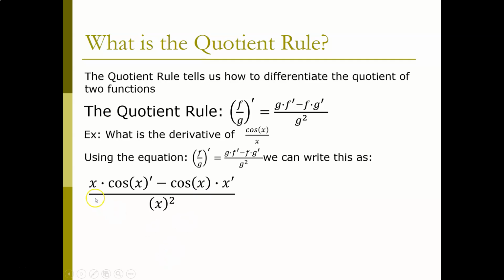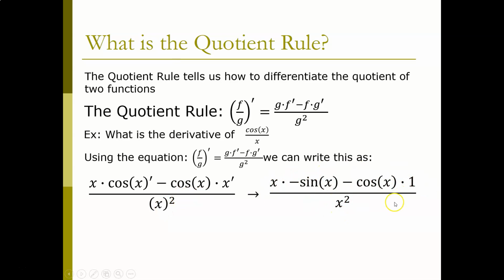So if we do each of these parts individually, we know that x would stay the same because we did not take the derivative of that function. Cosine x prime, or the derivative of cosine x, becomes negative sine of x, minus cosine x stays the same, times the derivative of our g, which was x. And the derivative of x is just 1. On the bottom, we just have x to the power 2, which is just x squared.